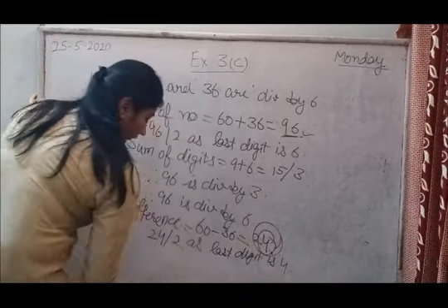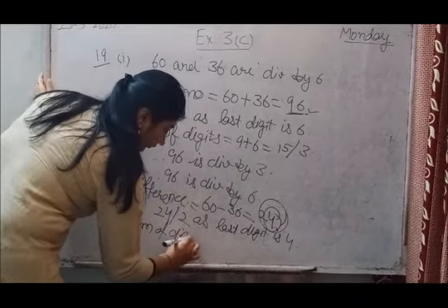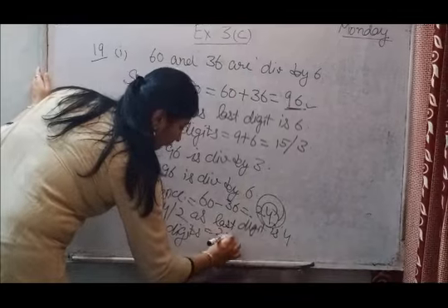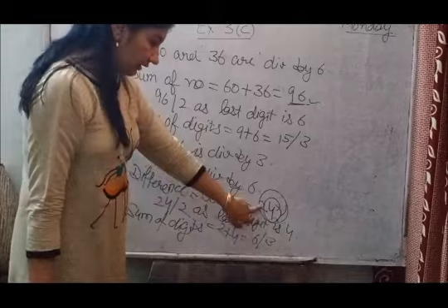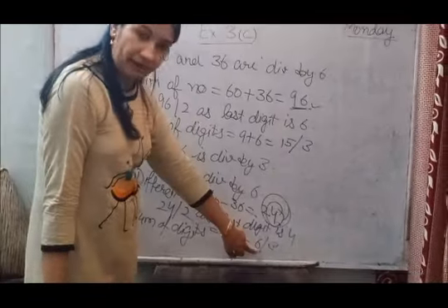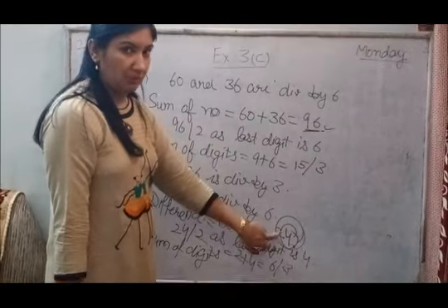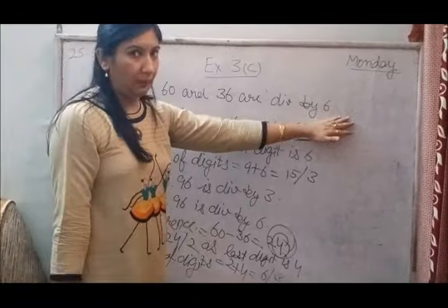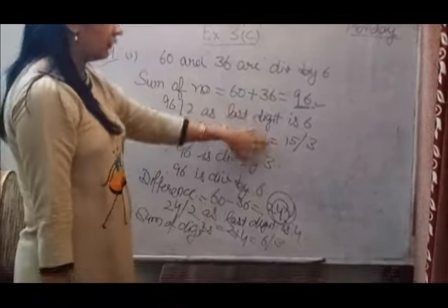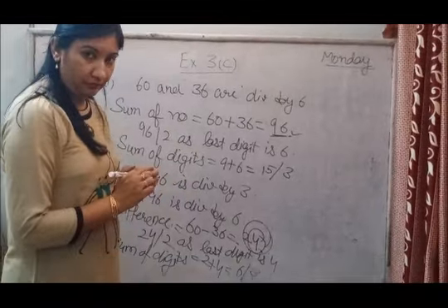For 3 you will have to do the sum of digits. That is 2 plus 4, 6, divisible by 3. So this number is divisible by 2 also and divisible by 3 also. Therefore 24 is divisible by 6 also. It means if two numbers are given to you that are divisible by another given number, then the sum of those numbers is also divisible by that same number and the difference is also divisible by it. Rest parts you will solve yourselves.